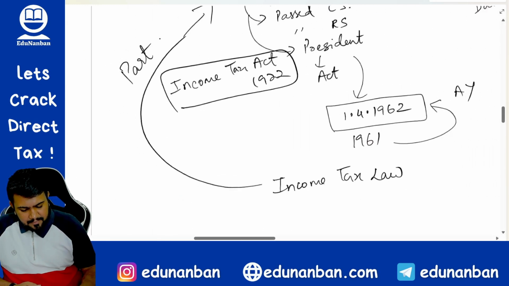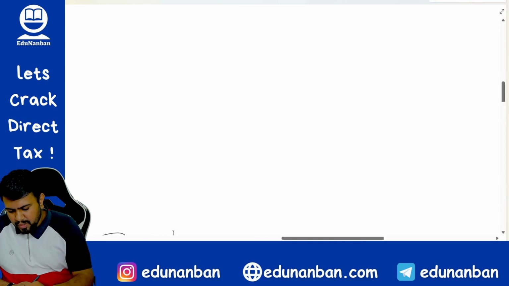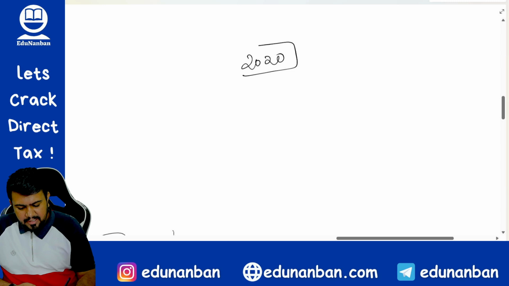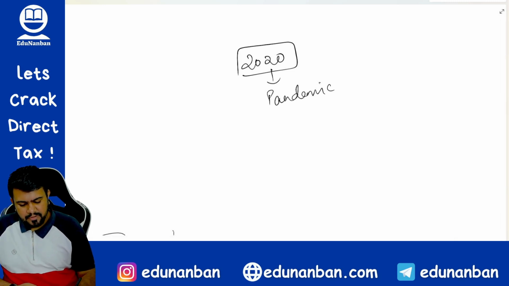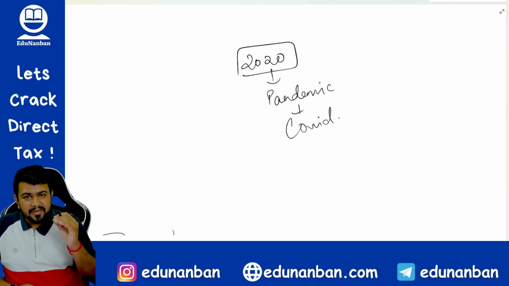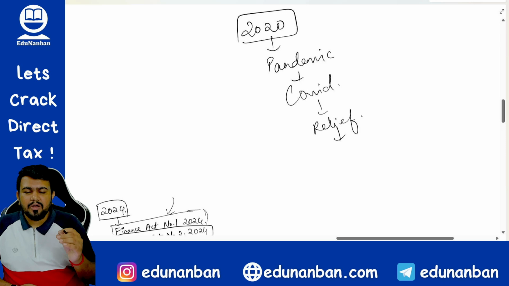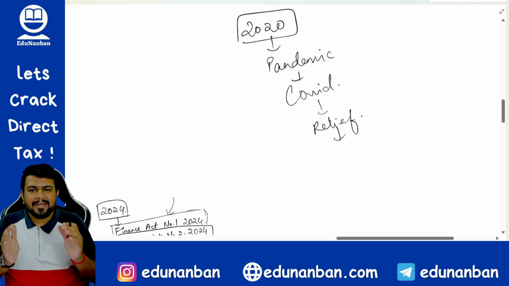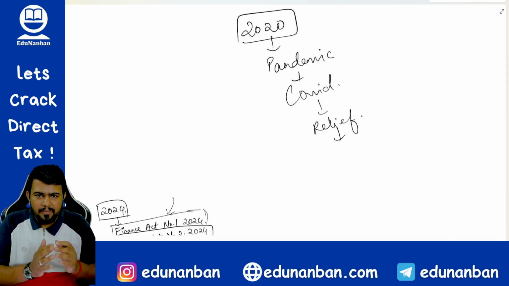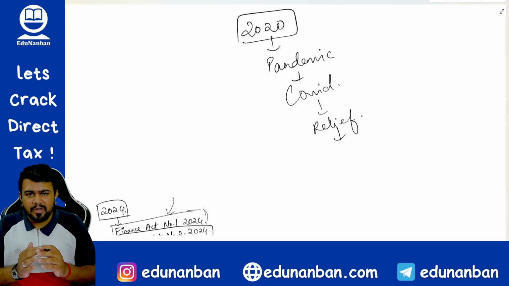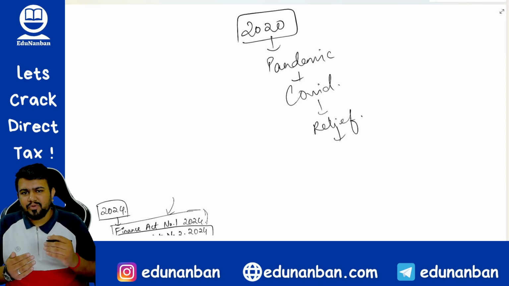For example, you all know that 2020 was the year of pandemic. Correct? Was the year of pandemic. So, in such cases, it is very, very necessary that to give relief to the people, you have to change the law so that the people can have some time, so that they can stay at home during the lockdown, and after the lockdown, they can do the necessary procedures that are given in the Income Tax Act.